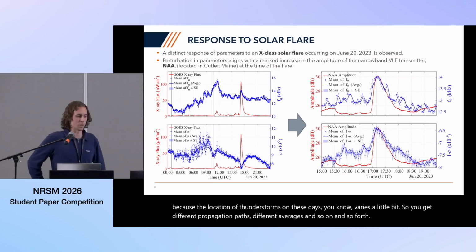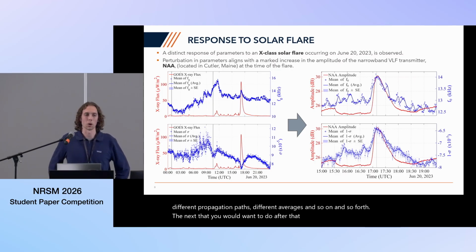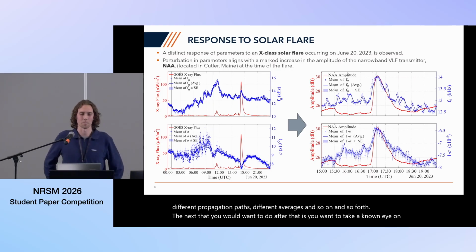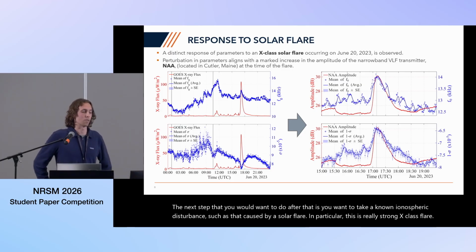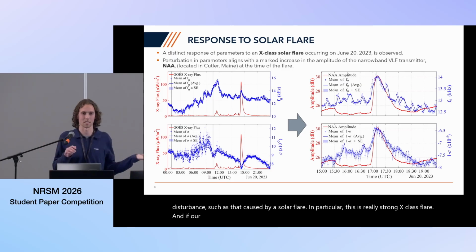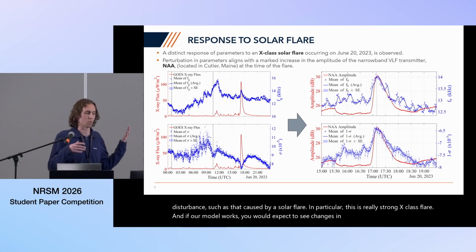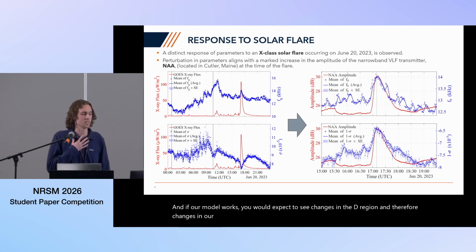The next step that you would want to do after that is take a known ionospheric disturbance, such as that caused by a solar flare. In particular, this is a really strong X-class flare. And if our model works well, you would expect to see changes in the D region and therefore changes in our parameters when the flare happens.